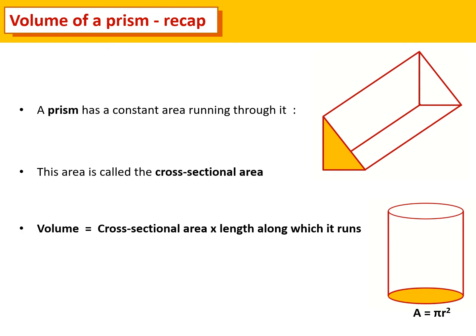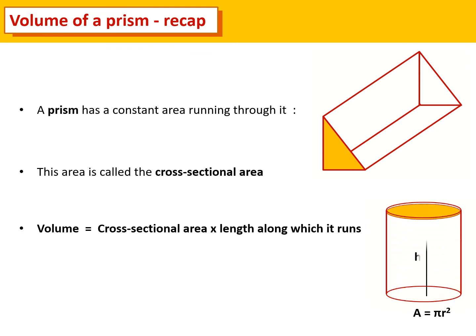So in this example, it would be the area pi r squared times by the length along which it runs, which is h as marked in on the diagram. So the volume of that cylinder would be pi r squared times h. Pi r squared, the cross-sectional area, h, the length along which it runs.